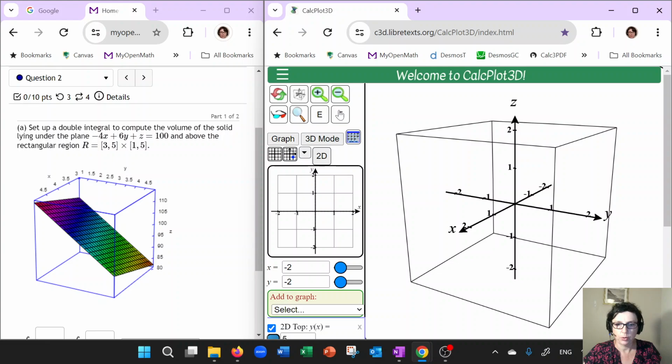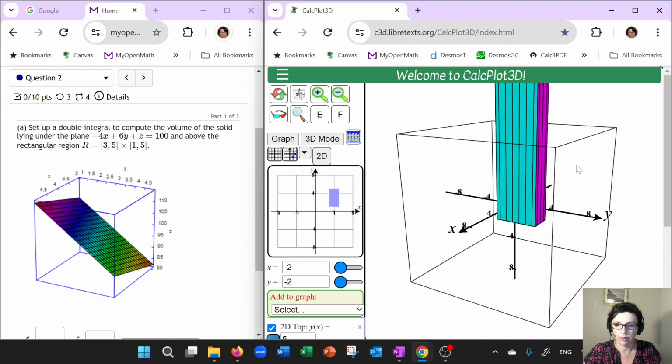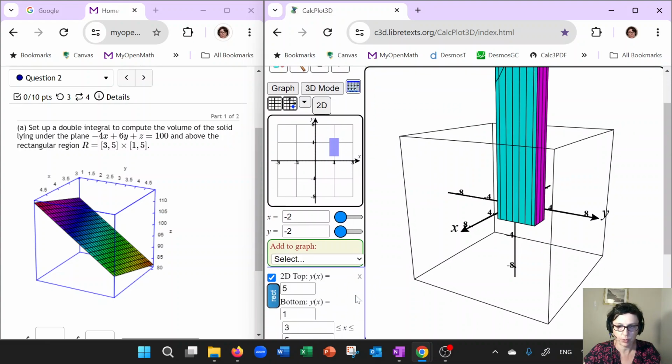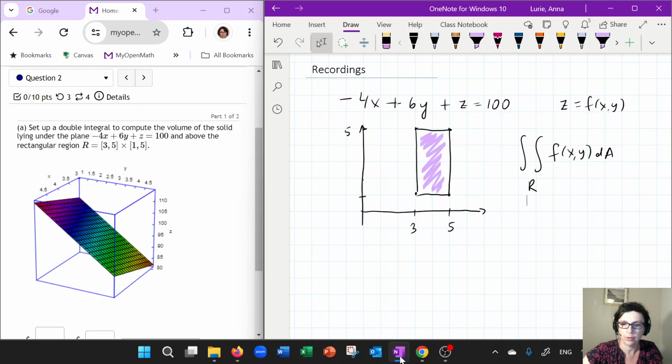Now you can see what's going on. You can see the rectangle there, and you can also see its 2D representation over here. But I have to also define the 3D top, and the 3D top right now is not what I want here. This is supposed to be a plane. So in order for me to visualize it, I have to represent it as z equals something. If I have this equation, I need to solve that for z.